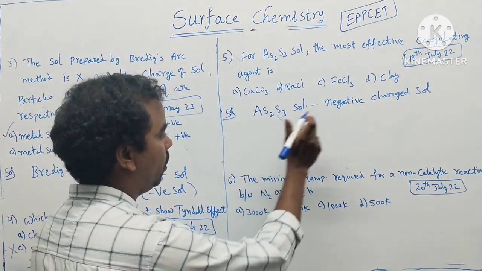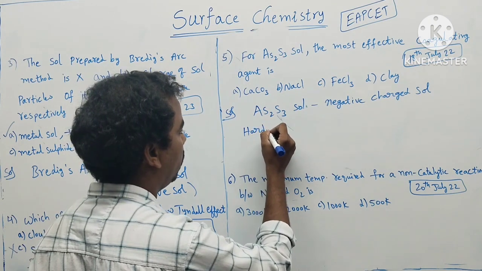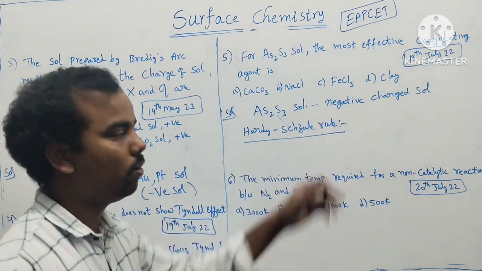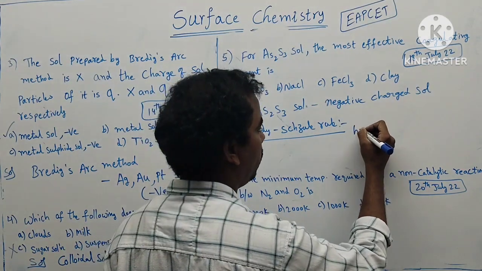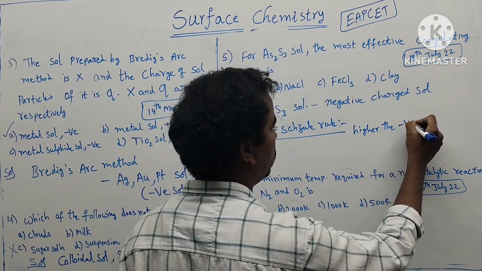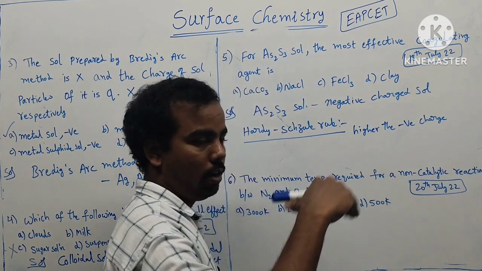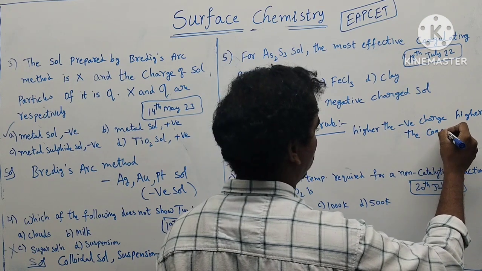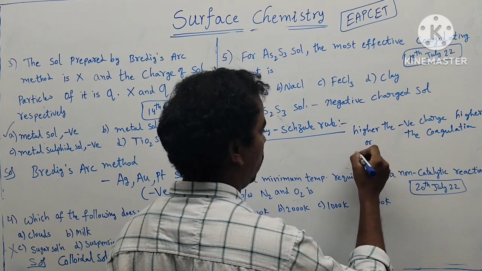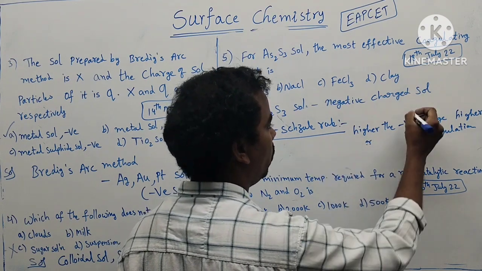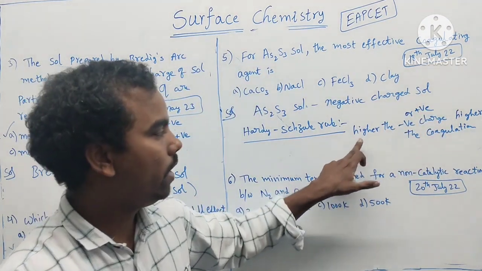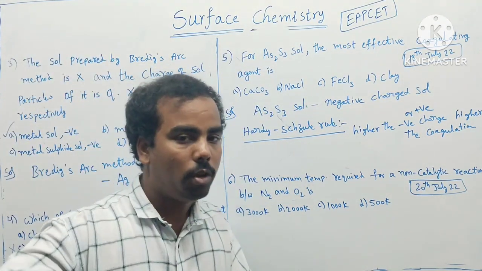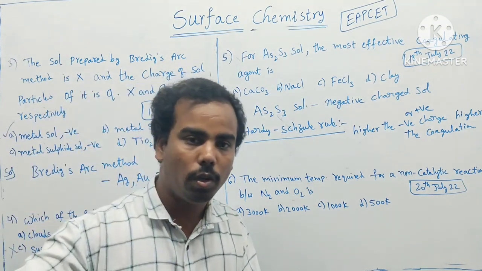So here is one trick and one important point: the Hardy-Schulze rule. The Hardy-Schulze rule means the higher the negative or positive charge of the added ion, the higher the coagulation. If the sol is negative, when you add a positive charged ion, the higher the charge, the higher the coagulation; the lower the charge, the lower the coagulation.